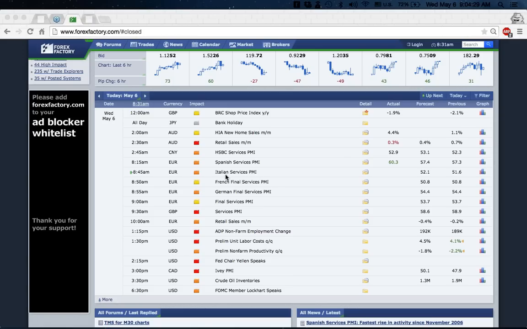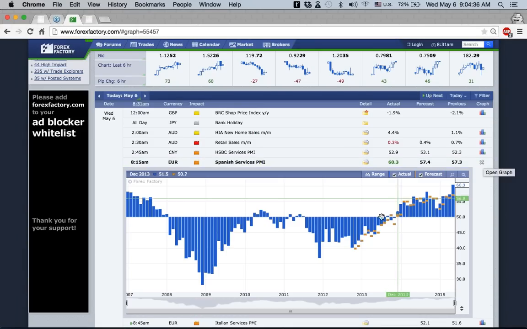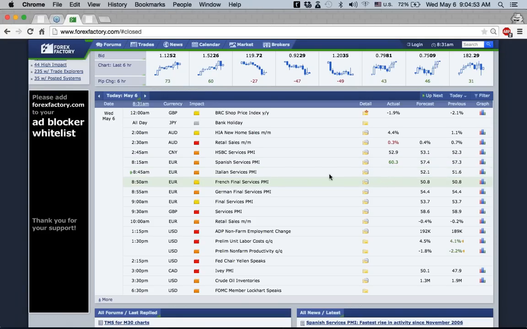We see early Spanish services PMI and Italian services PMI next. Positive results for the services PMI on the Spanish side. We know that the Spanish economy has been getting better recently, so you can see that Spanish services PMI is increasing, and it really blew the forecast out of the water. So this week looks very, very positive for the euro.